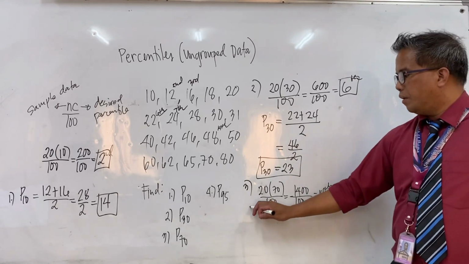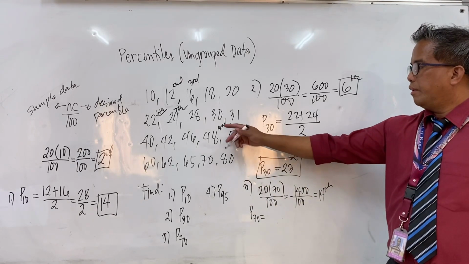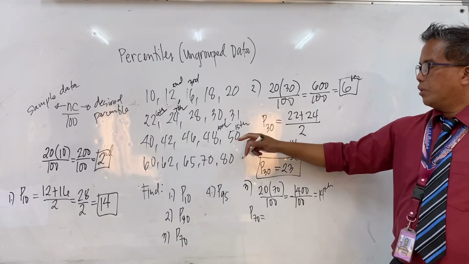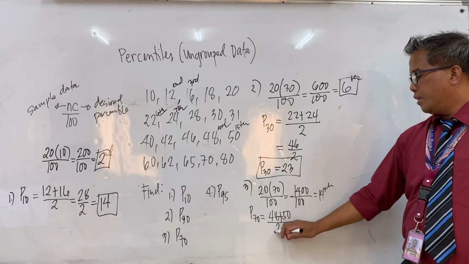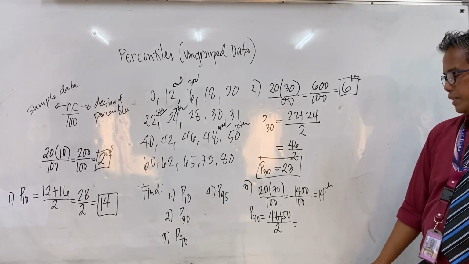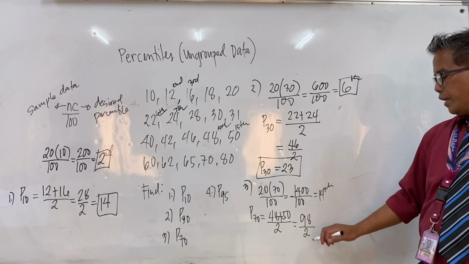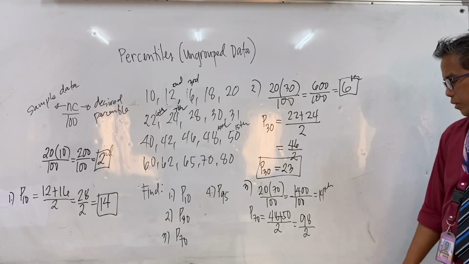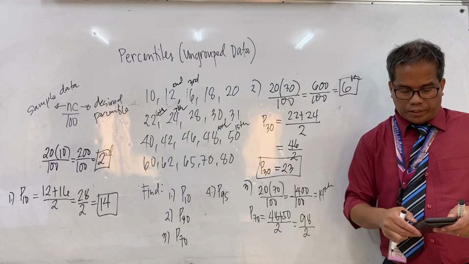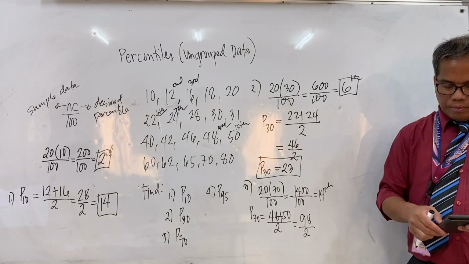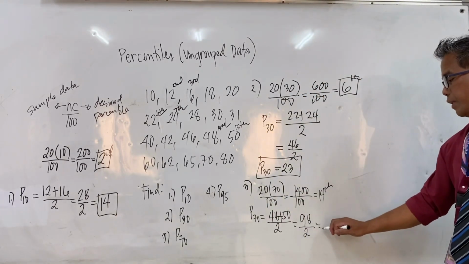So P of 70, percentile 70, lies between the 14th and the 15th term. So we will use 48 plus 50 over 2. 48 plus 50 equals 98. So 98 divided by 2 is equal to, let's use the calculator, 98 divided by 2 is equal to 49. So P of 70 equals 49.